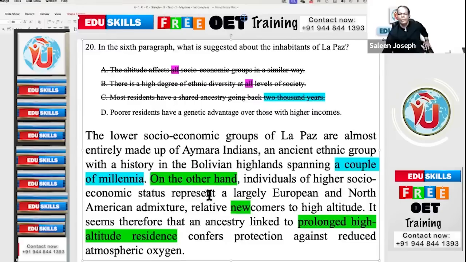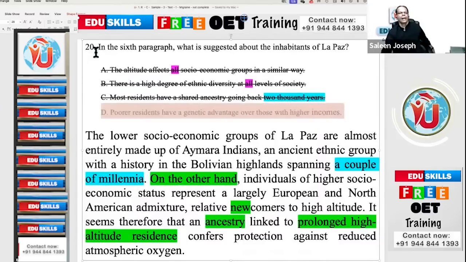Whereas individuals of higher socio-economic status are relatively newcomers to high altitude. Tell me whether poor people have a longer ancestry or rich people. Who stayed longer in high altitude? Poorer people or rich people? Poorer people. Yeah. So that is what D says, no? Poor residents have a genetic advantage over those with higher incomes. That's what the last sentence says. Those with long ancestry, a prolonged stay in high altitude, have a protection against reduced atmospheric oxygen. So D is the answer.